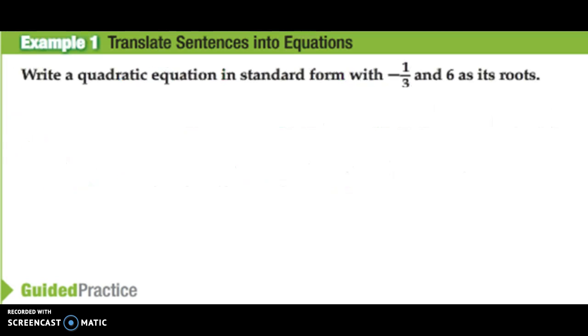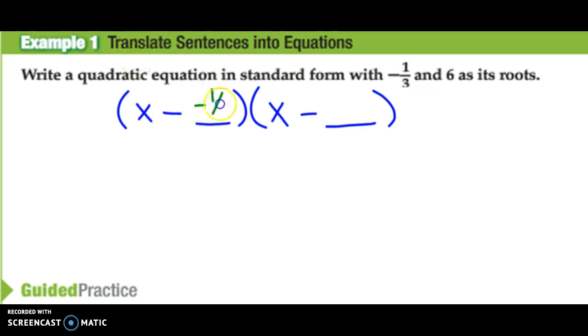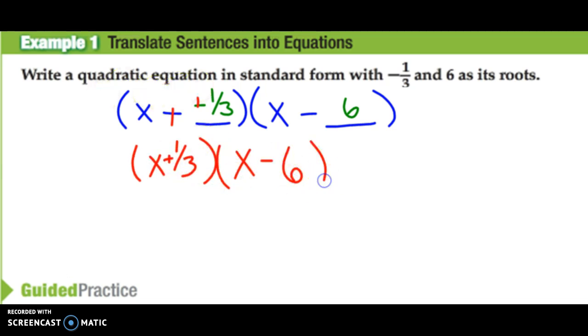So here's an example. It says write a quadratic equation in standard form with x being negative 1/3 and 6 as its roots. So the way we set this up is always the same way. It's always going to be x minus one thing and x minus my other root. Okay, so in our case, negative 1/3 goes here and 6 goes here. Well, you'll see that minus the negative 1/3 is like adding, so it's going to be x plus 1/3 times x minus 6.